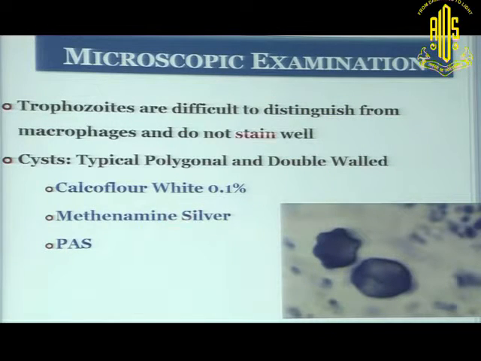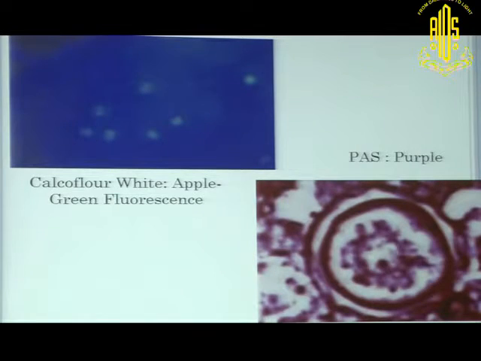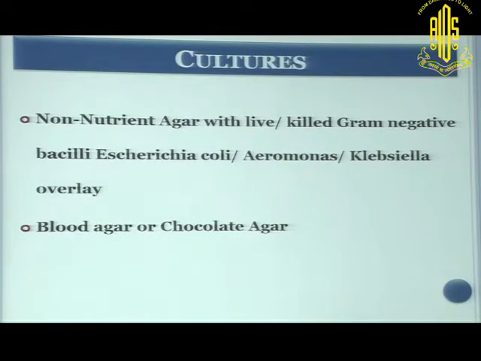Trophozoites are difficult to distinguish from macrophages, and they do not stain very well. But cysts typically stain very well, with calcofluor white, methenamine silver, and PAS. Typical apple green fluorescence is seen with calcofluor white staining. Cultures are usually done on non-nutrient agar with live or killed gram-negative bacilli, that is Escherichia coli. The findings that we get are trails and depressions. Trails or depressions, they mean the same actually.